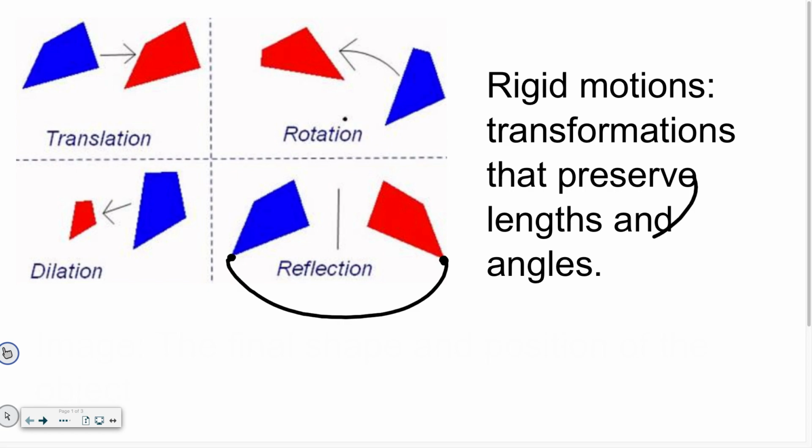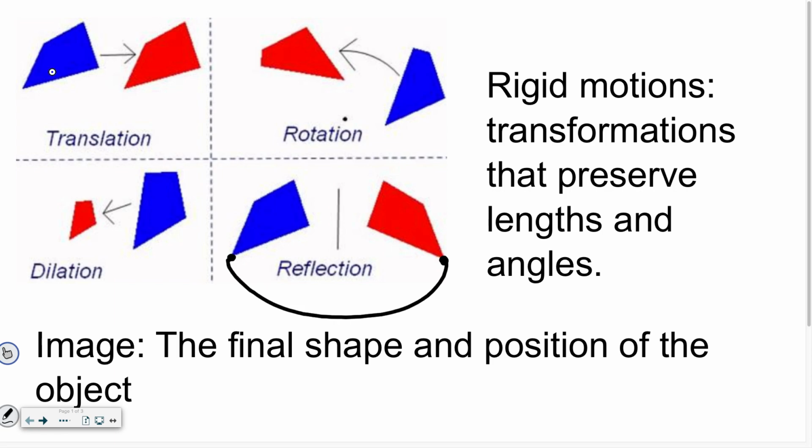And so we're going to be talking about rigid motions. Rigid motions are just transformations. Remember, there are four transformations that preserve length and angles. If you're looking at these four transformations, which one of them preserves lengths and angles? In other words, same size and same shape.